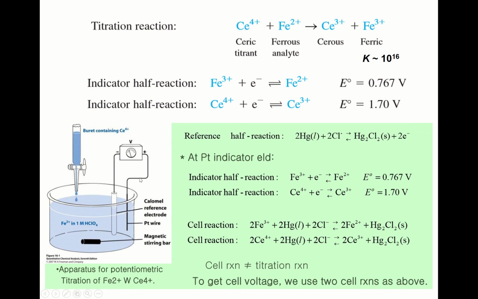Now the question is, how do we measure the potential? As I said, in electrochemistry you need at least 2 electrodes. One electrode is what? Reference electrode. In this case we may use the calomel reference electrode, SCE, standard calomel electrode, and the other one is what? Indicator electrode. The most commonly used indicator electrode is platinum, platinum wire.